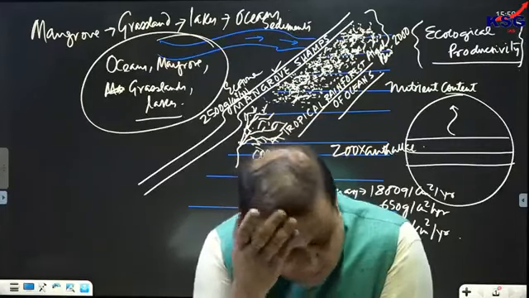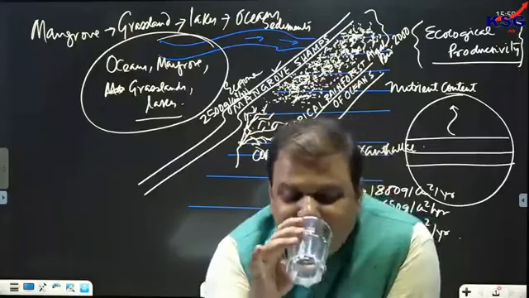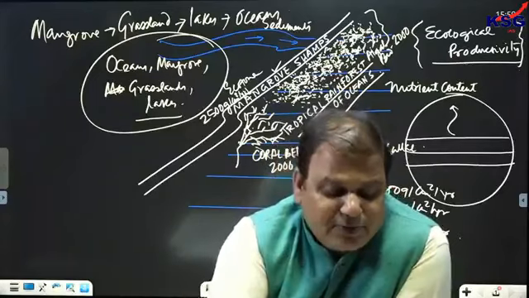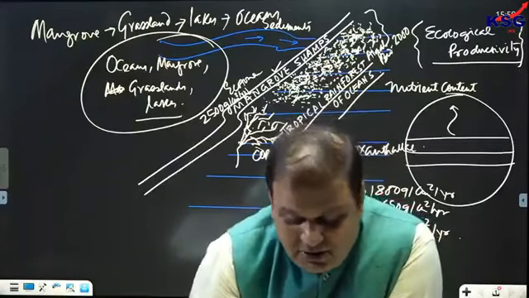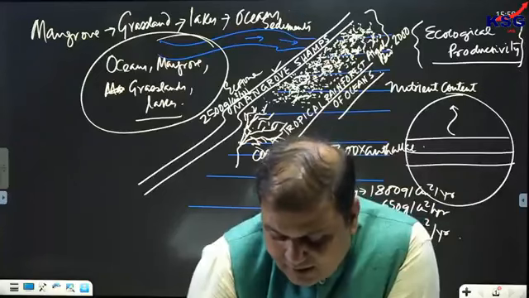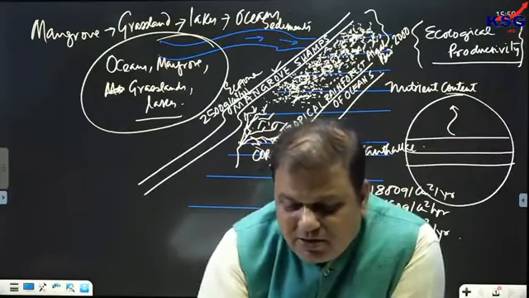Corals are not present in muddy waters, because they are not present in lakes. They are not present in rivers. They would be present only in the marine ecosystem. Clear? This much for today.